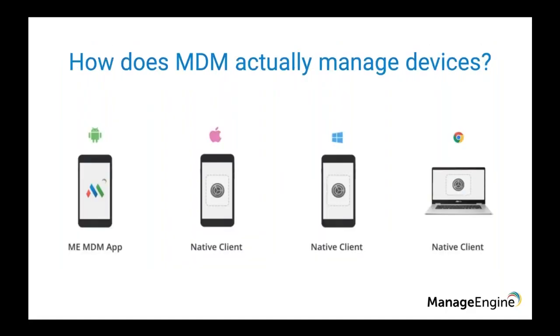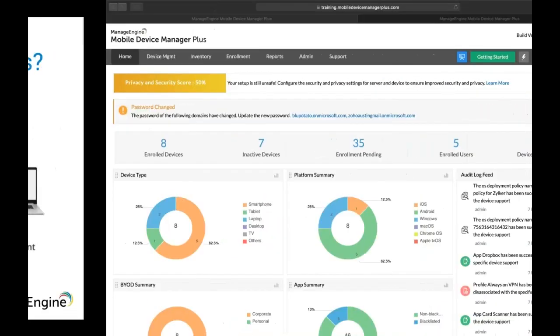So this completes the architecture, but how are the devices managed? Well, for Android, we use the MDM application itself to manage the devices, while for your iOS, Windows, or Chromebooks, we would make use of the native clients that are provided by the device vendors to manage the devices itself. So let's take a quick look at the MDM product.